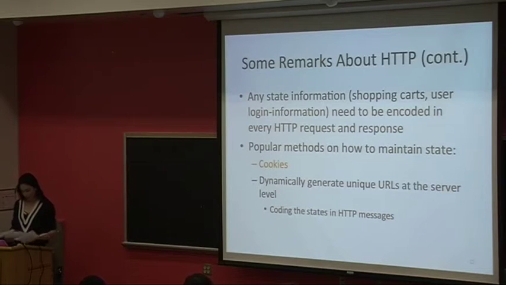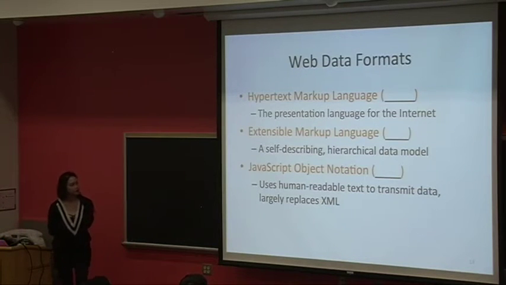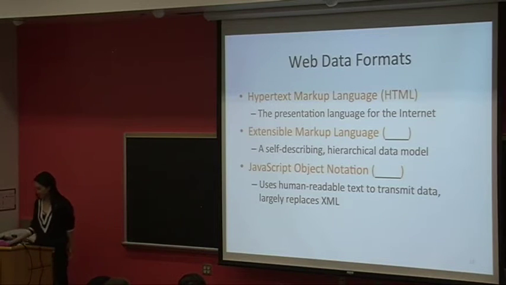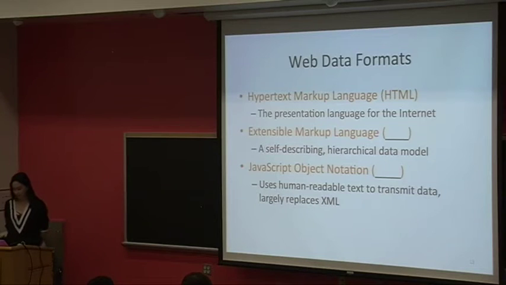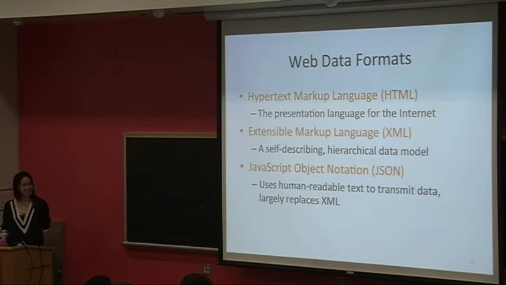What do we mean by data formats? There are three data formats that we want to talk about. In the parentheses, you just need to fill out what they stand for, what the short names of them are. I think they're very simple. For example, the first one, hypertext markup language. HTML, yes. How about the second one? Extensible markup language, XML. Yes. And the third one, JavaScript object notation, is JSON. Okay, these are the three data formats we want to talk about.